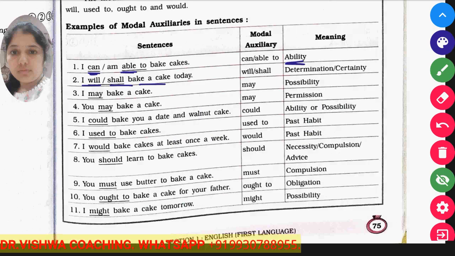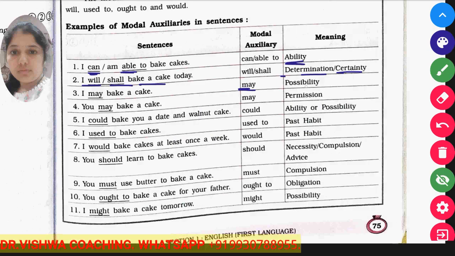I shall bake a cake today. This explains the determination or certainty, which we have determined to do today, or there is a certainty of baking the cake today. So sometimes will and shall are used as certainty or determination. Can and able are used as ability.